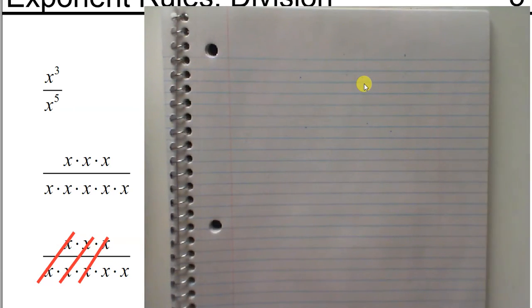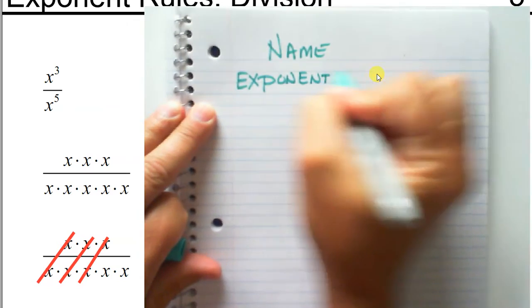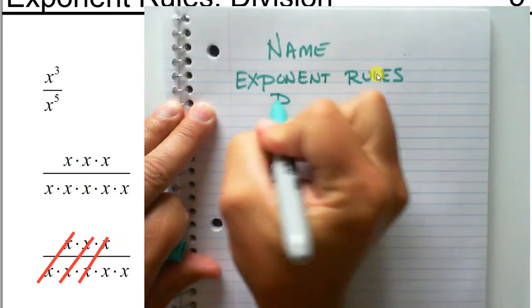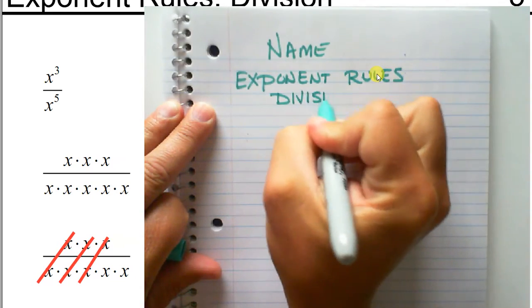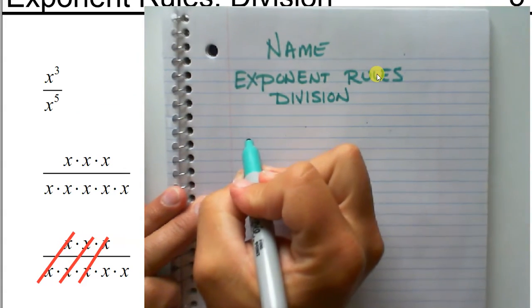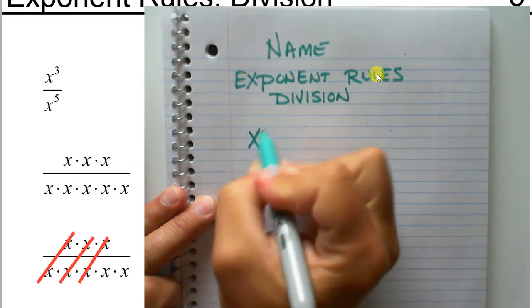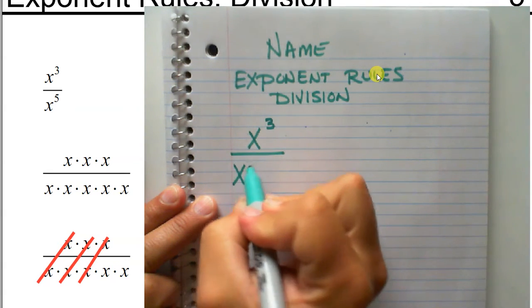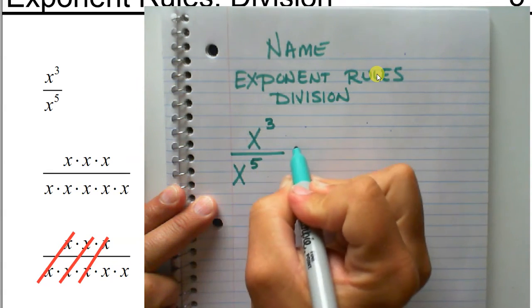So let's get a name. And our title is Exponent Rules Division. And we'll start with this one. Start with x to the third over x to the fifth.